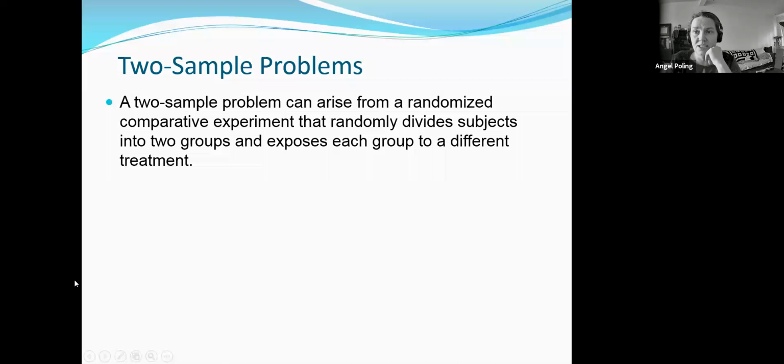So let's look at the two sample problems. A two sample problem can arise from a randomized comparative experiment that randomly divides subjects into two groups and exposes each group to a different treatment.